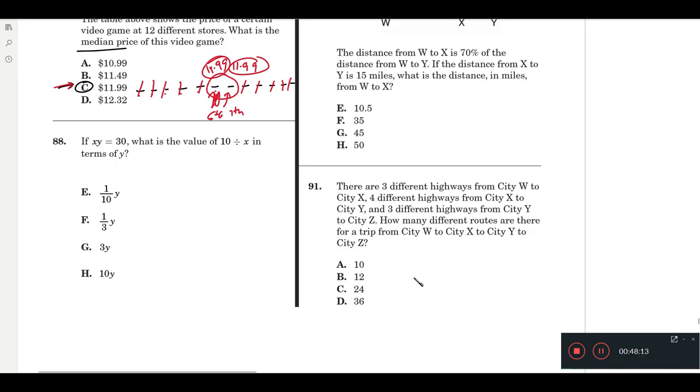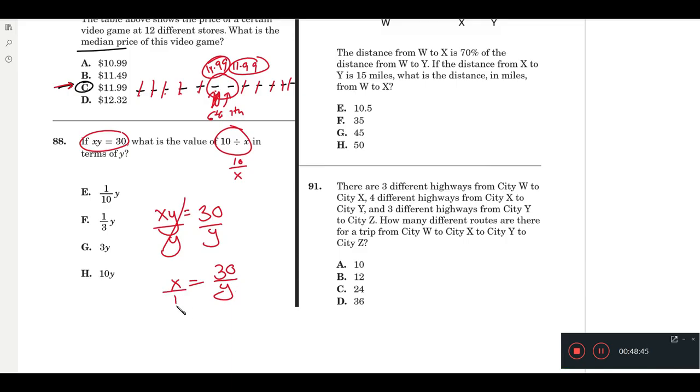Let's go for 88. xy is equal to 30. What is the value of 10 divided by x in terms of y? So 10 divided by x means 10 over x. That's what they want. What is 10 over x? Well, first of all, can I solve for x first? Divide by y: x equals 30 over y.